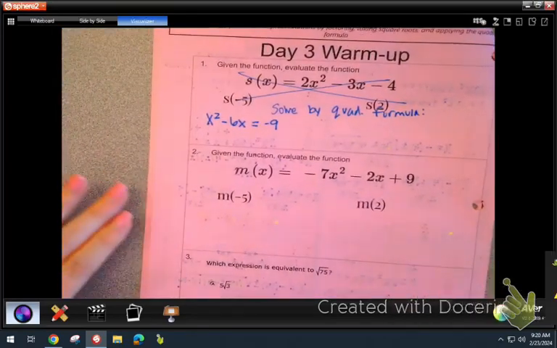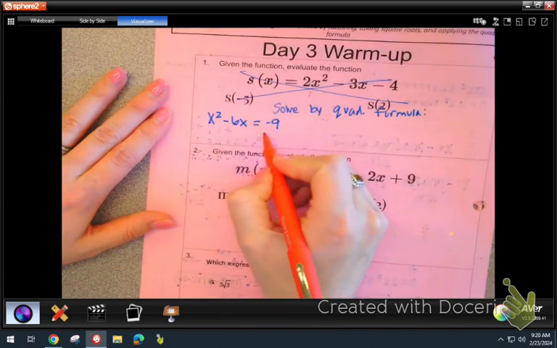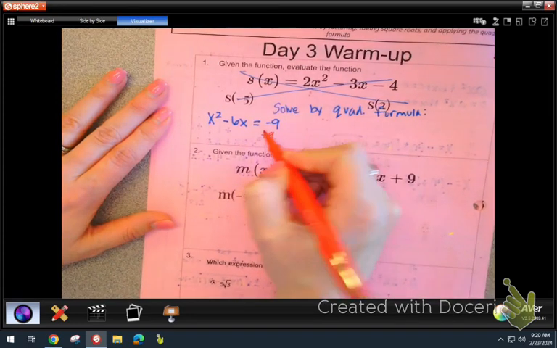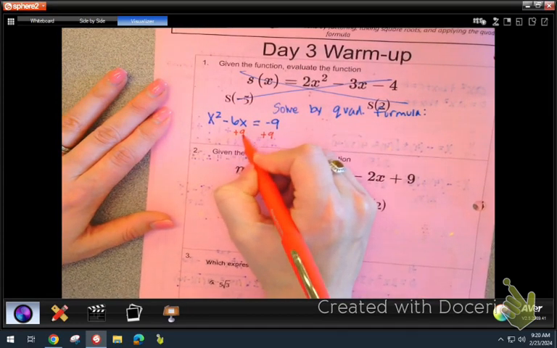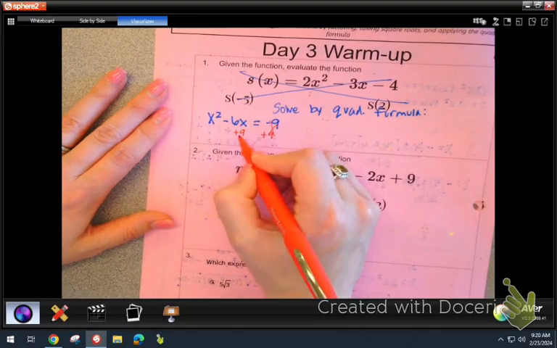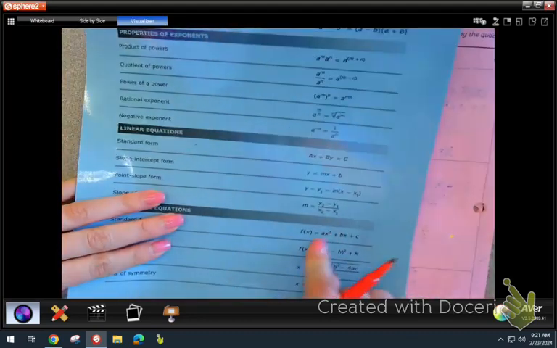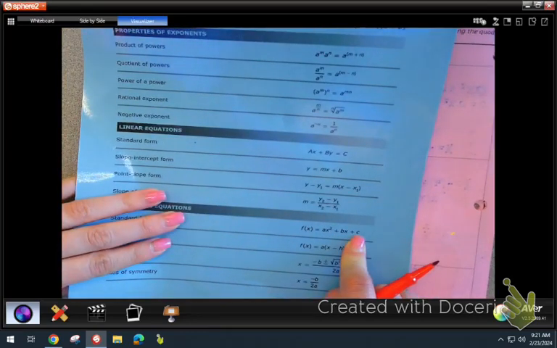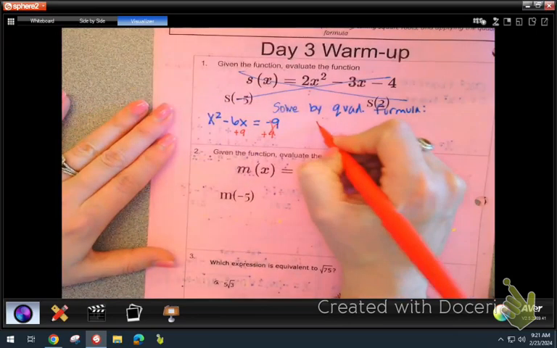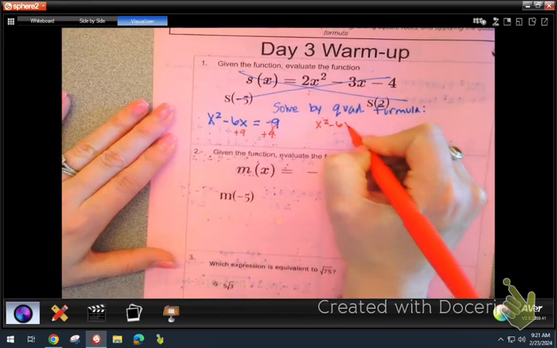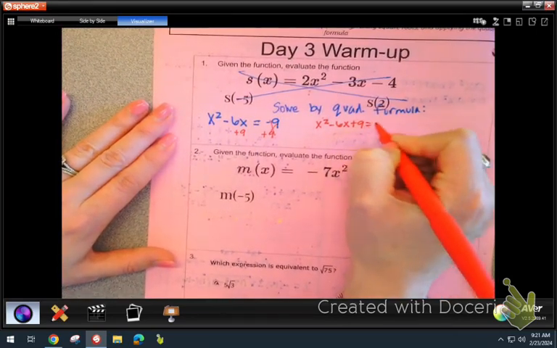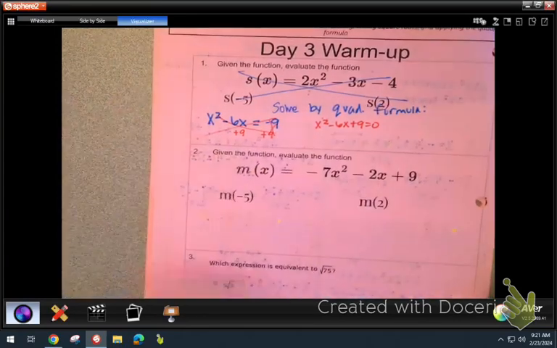So how do I set this equal to 0? Plus 9. I'm going to add 9. And what I do to one side, I have to do to the other. But there's no like terms over here, so what do I do with that plus 9? Should I put it in the first spot? No, because it's a constant. I should put it in the last. So this would give me x squared minus 6x plus 9 equals 0. And then I'm going to mark this one out. Now I'm good to go.